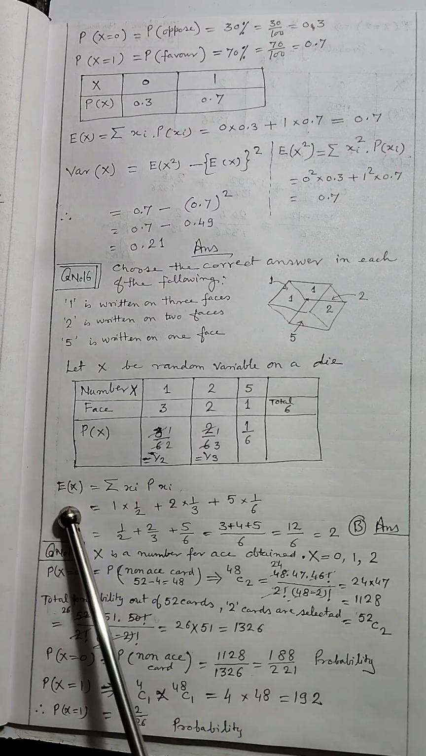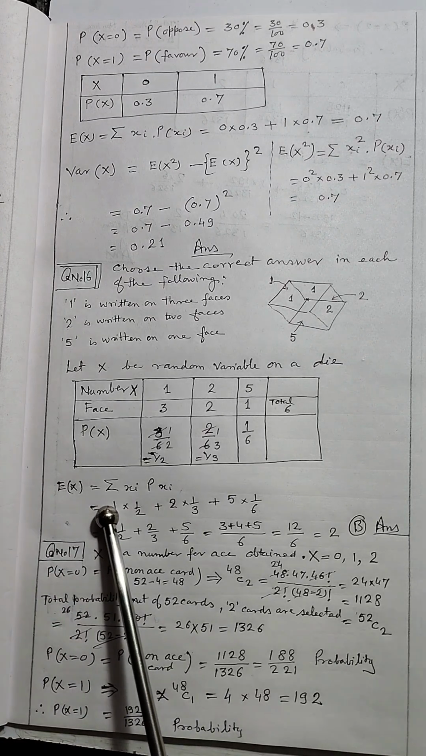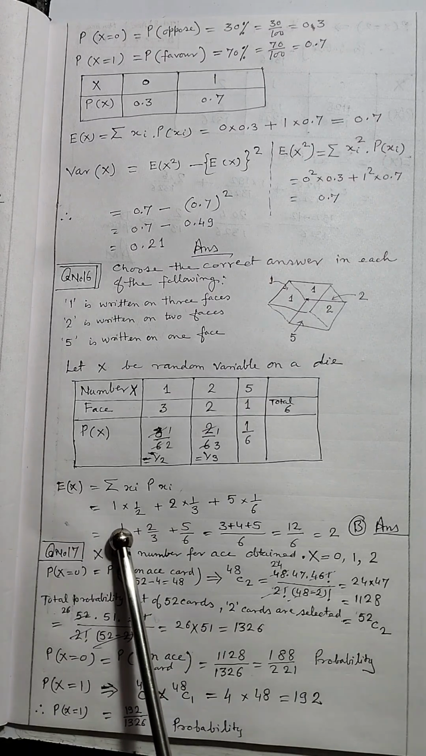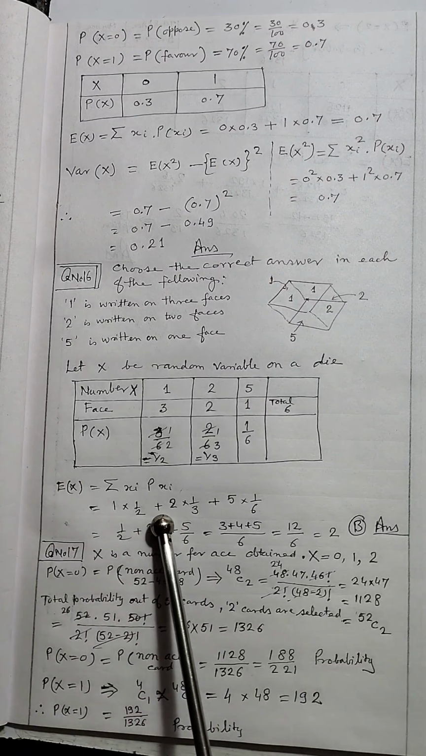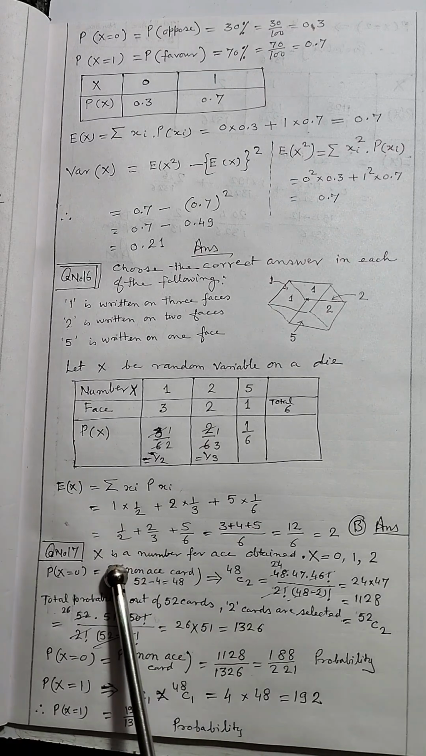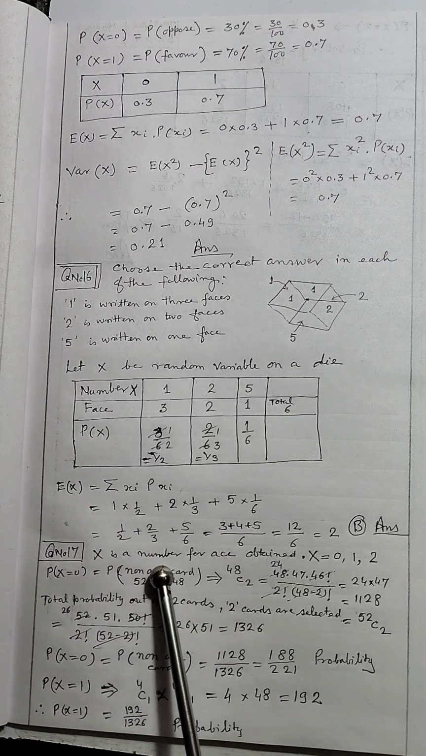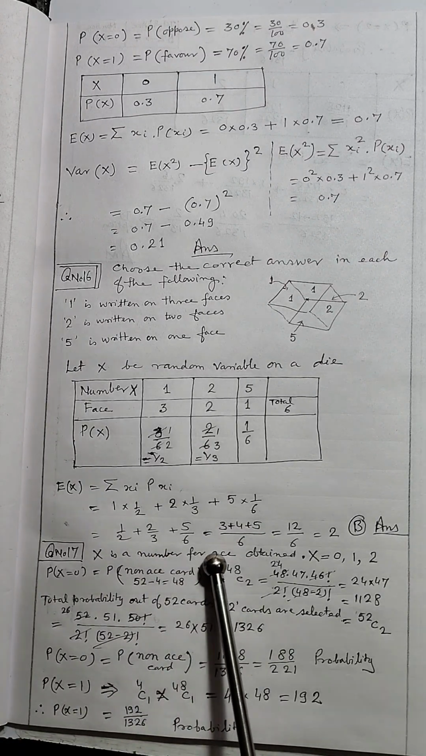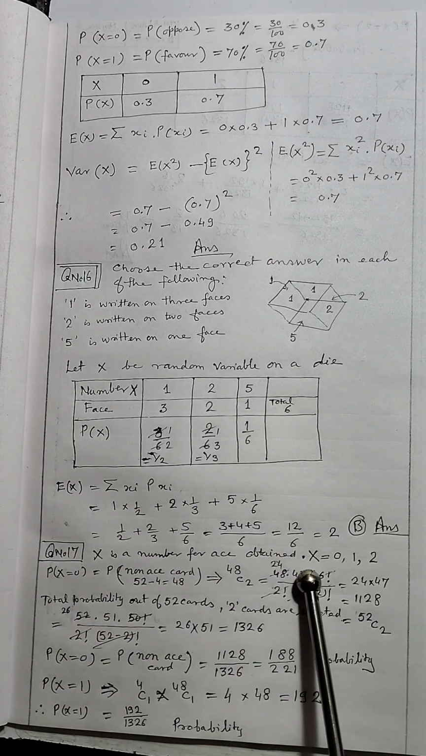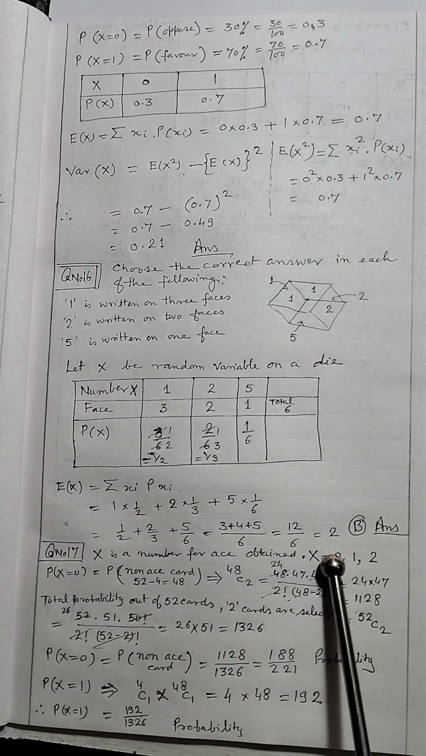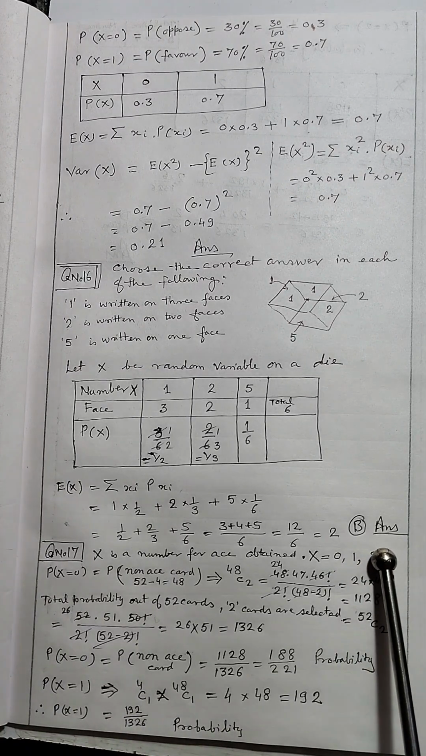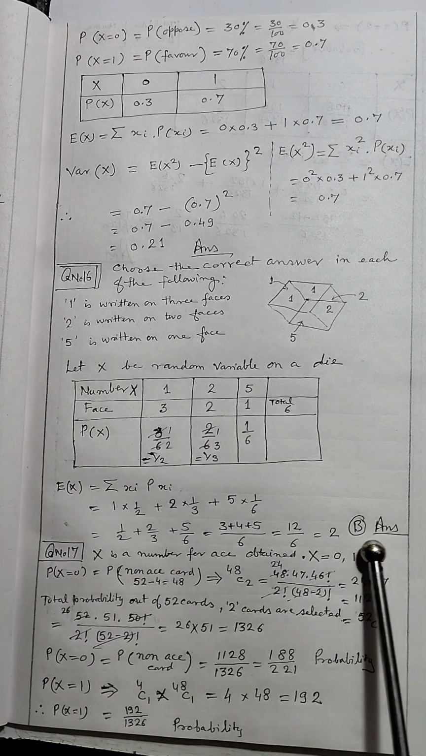Now, the E(X), summation of Xi into P(Xi), will be equal to 1 into 1 by 2 plus 2 into 1 by 3 plus 5 into 1 by 6, that is 1 by 2 plus 2 by 3 plus 5 by 6. It will be equal to (3 plus 4 plus 5) by 6, that is 12 by 6. It will be equal to 2, and therefore option B is the correct option of question number 16.